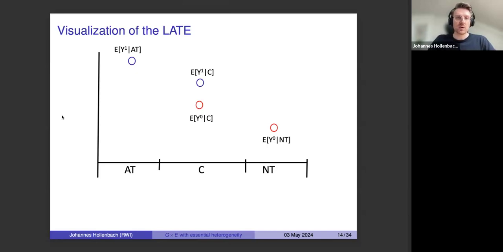What you can then do is you can visualize these potential outcomes like this. For always takers, you can only observe Y1 because no always taker will not take the treatment. For never takers, you can only observe Y0s because no never taker will take the treatment. But for compliers, you cannot observe both of these potential outcomes, but you can calculate the difference between them as the local average treatment effects with two-stage least squares.